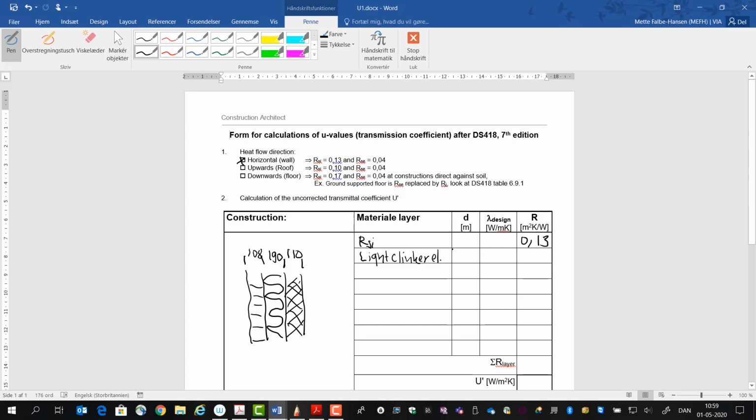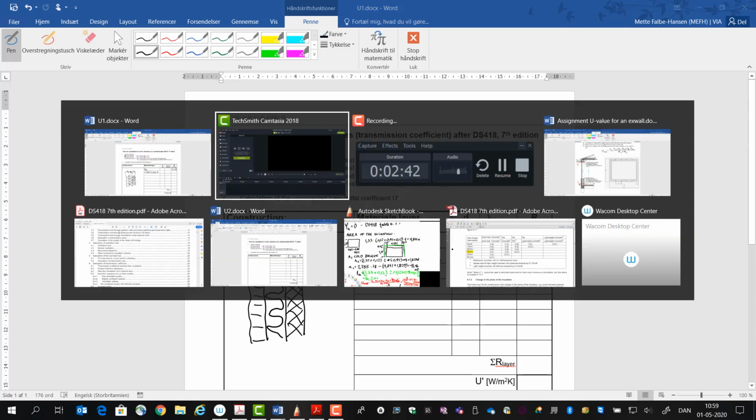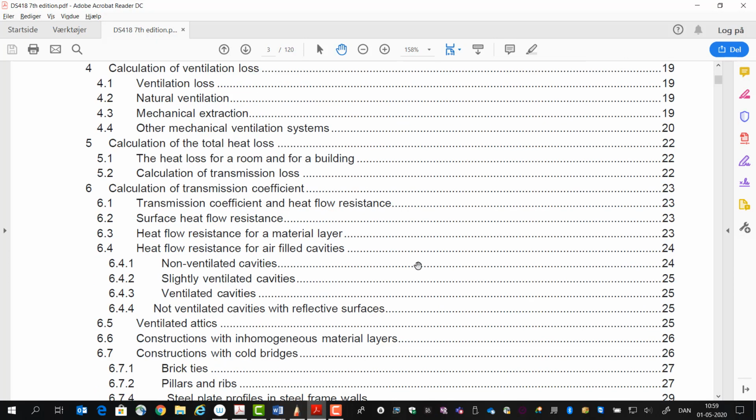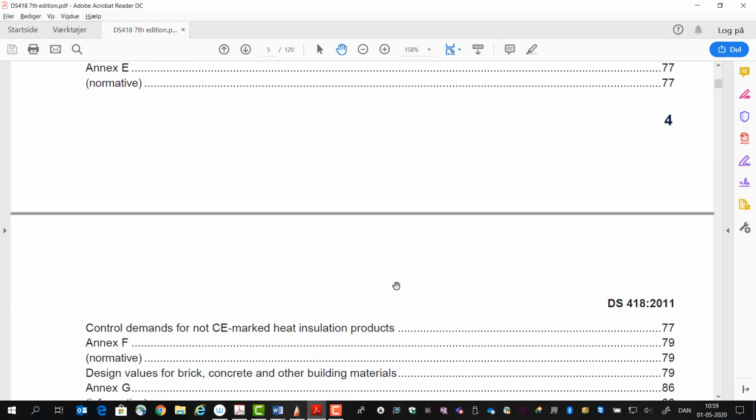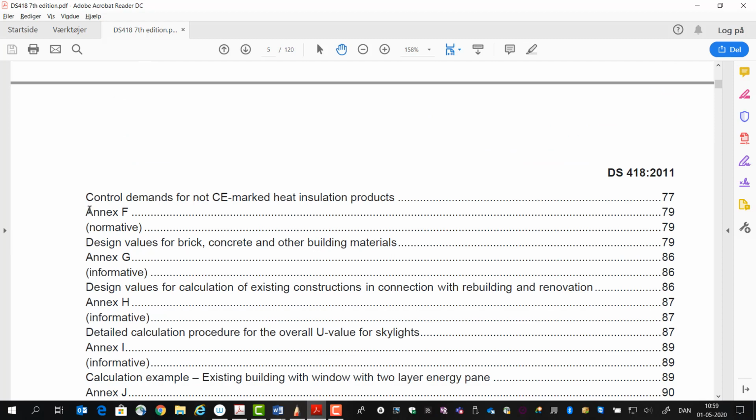We need to go to DS 418 to find the lambda value, and we have the lambda values as shown in Annex F. We have them here, and I can only emphasize that you print out the table of contents so you can mark where the different things are in DS 418, so you can find your way around. So we need to go to page 79, and then we need to go down to the graphs.